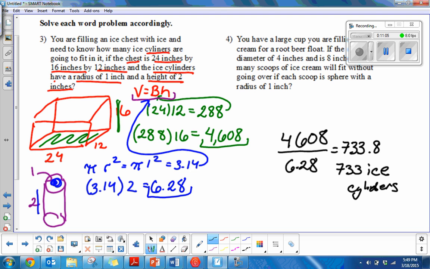I'm going to let you go ahead and finish the rest of these problems on your own. When you're done with all the problems, go ahead and tell your teacher, and she'll give you the retake for this portion.